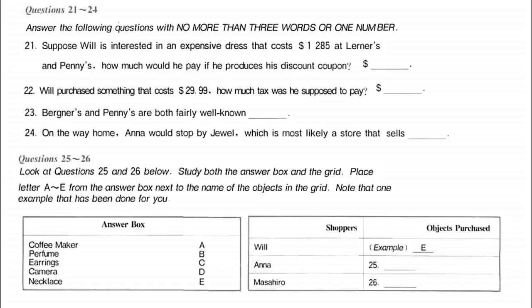Which reminds me, I have a 15% discount coupon for Learner's and Penny's. I hardly ever shop at Learner's. I'm not that big on women's clothing. I rarely shop at Penny's. So go ahead and use the coupon if you can. Here they are. Thanks a lot, Will. That's really very thoughtful of you.